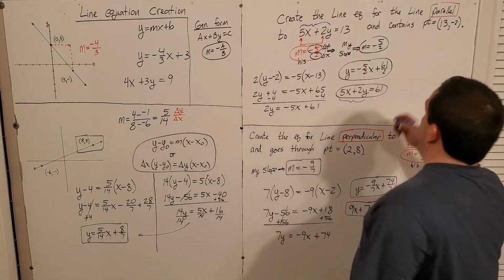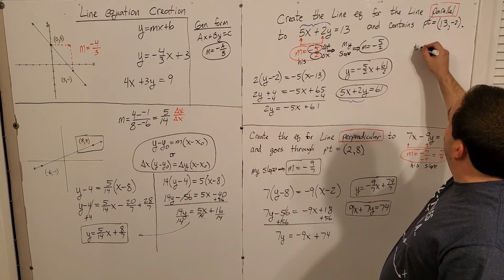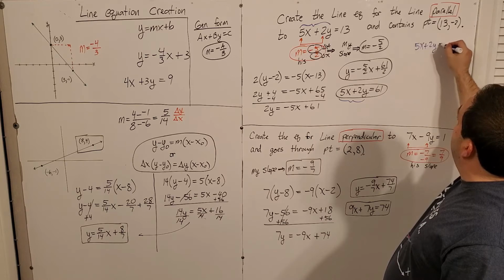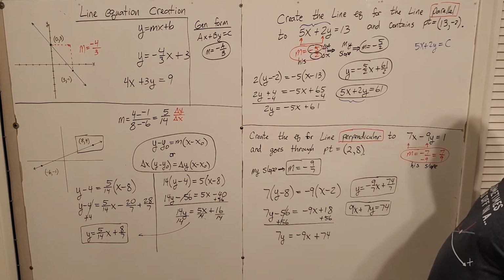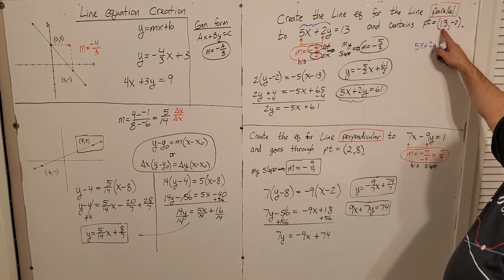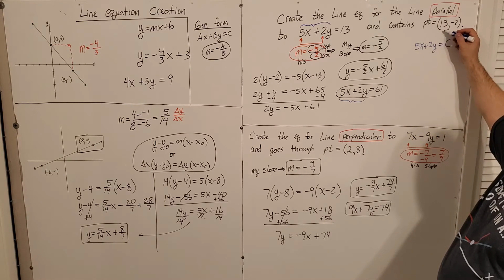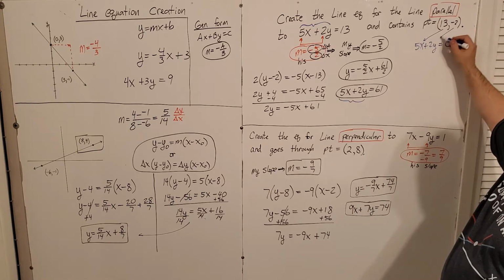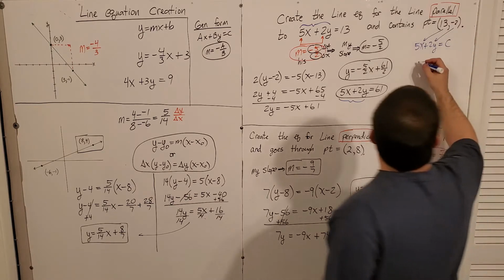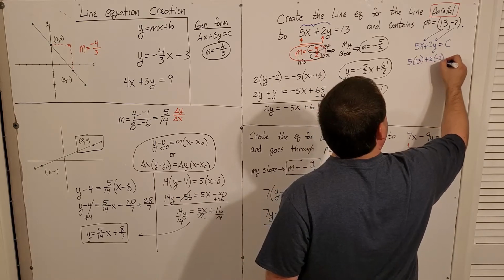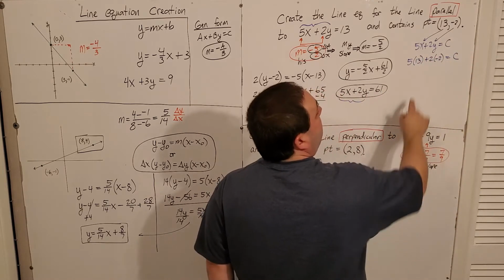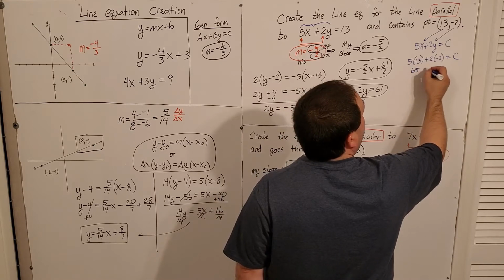Well, this is what you know. You know 5x plus 2y equals something, right? I'll put capital C for the general form. And then I've got a point with an x and a y value, don't I? If I plug those in, I have 5 times 13 plus 2 times negative 2, right? That's 65 minus 4.